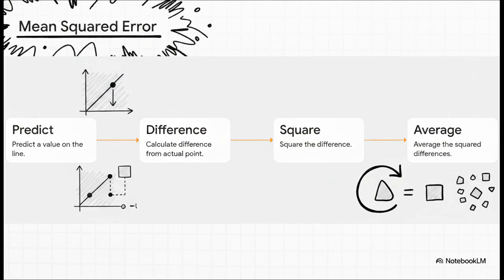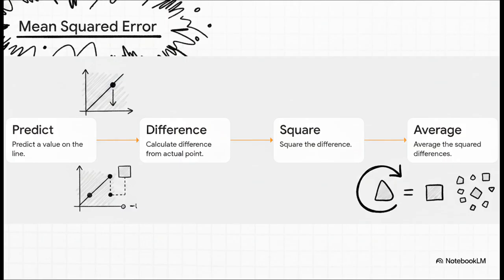It's a simple four-step process. First, predict a value on the line. Second, calculate the difference from the actual true point, our residual. Third, you square that difference. And we square it for a really brilliant reason. It turns any negative errors into positive numbers so they don't just cancel each other out, and it massively penalizes the really large errors. Exactly.